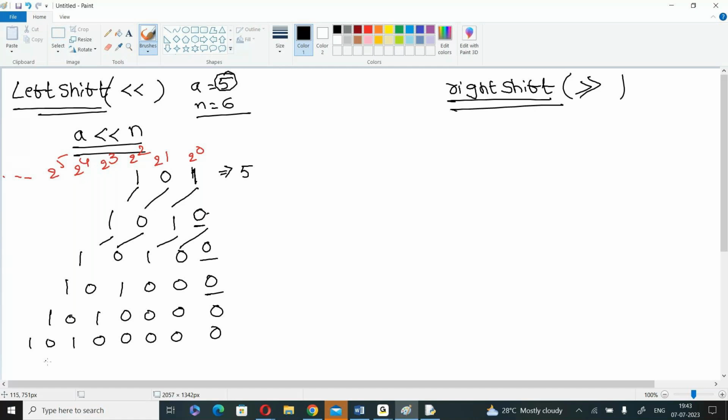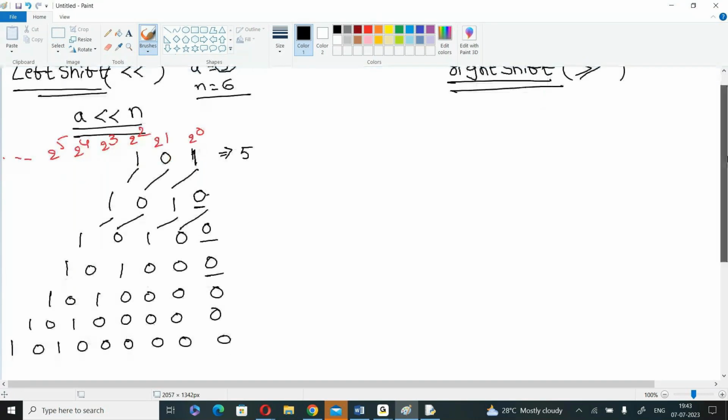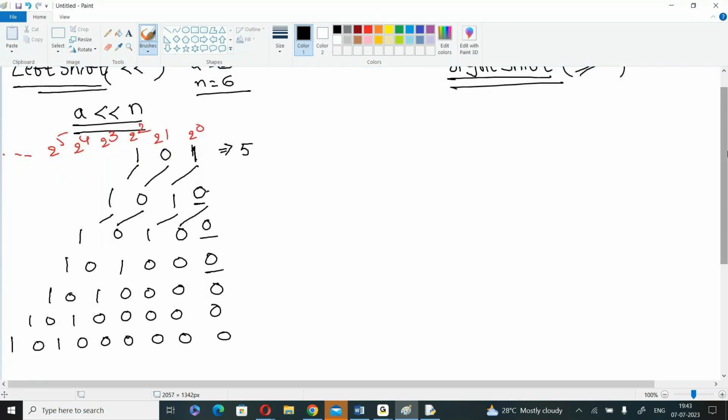Finally, 1 0 1 followed by zeros. My shift operation is completed. Simply, it is very easy. What is your number? 5. How many times do I want to shift? 6 times. Simply, 101 add 6 zeros, completed.